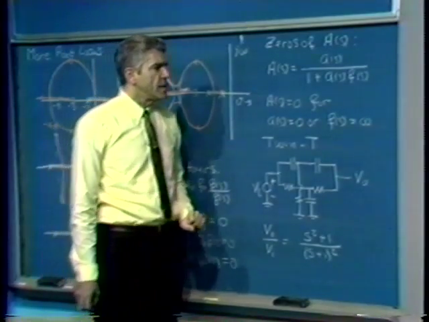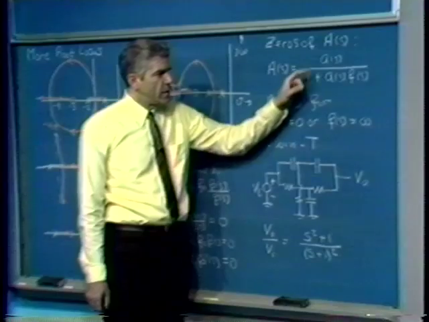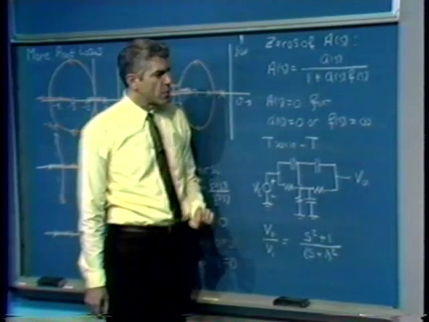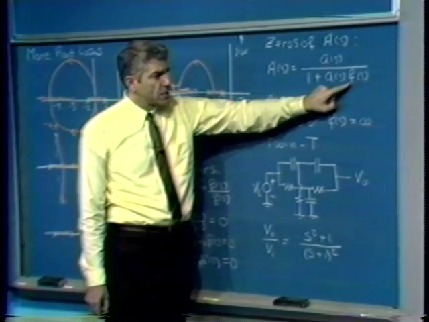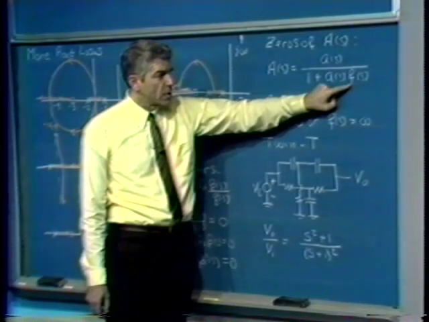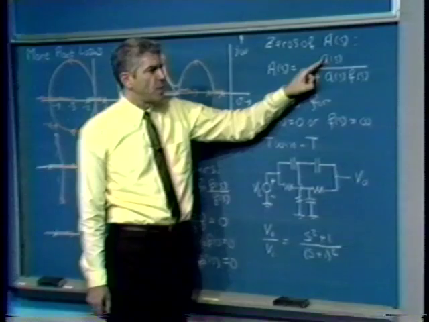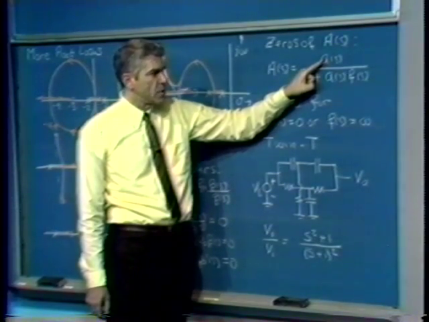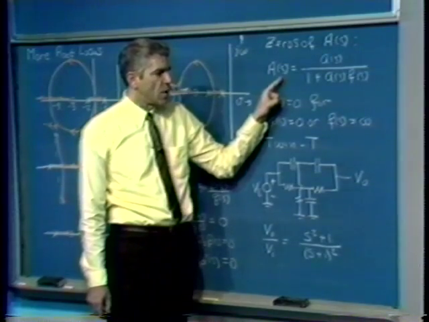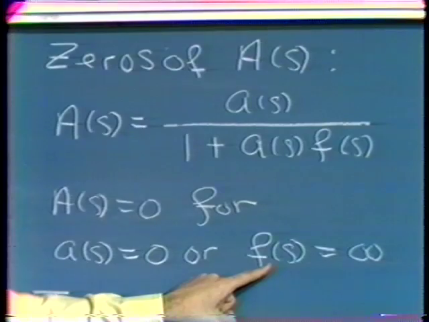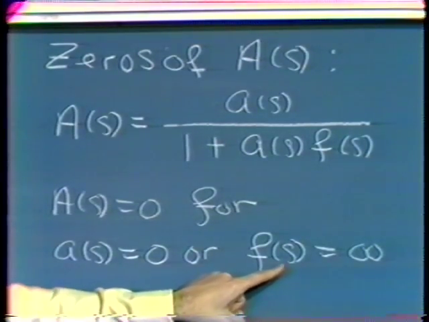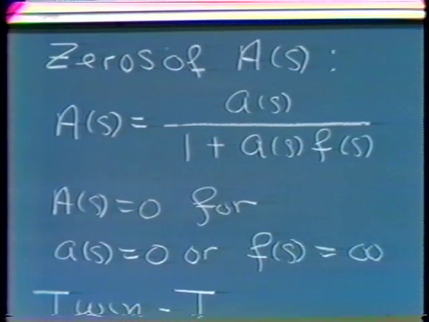The other possibility is to have the denominator go to infinity while the numerator remains finite. Well, that occurs at poles of f of s. At a pole of f of s, this term in the denominator becomes arbitrarily large, or actually infinite, but unless there's a corresponding pole in a of s, the numerator remains bounded, and consequently this expression goes to 0. So the other possibility to have a zero of the closed loop transfer function is to be at a pole of the feedback transfer function, a point in the S-plane where the magnitude of f of s equals infinity.